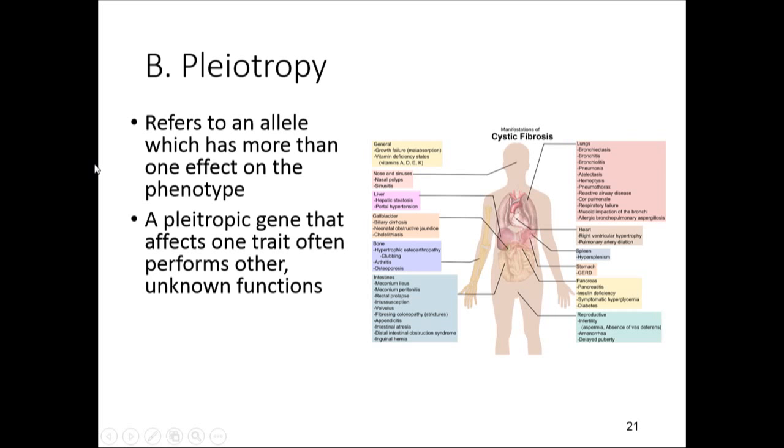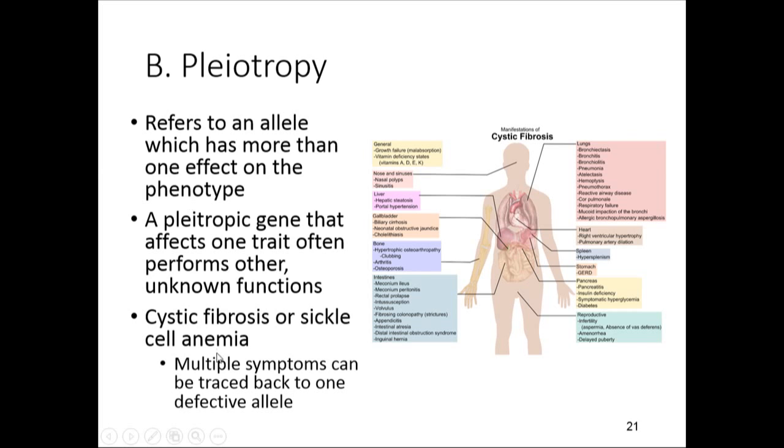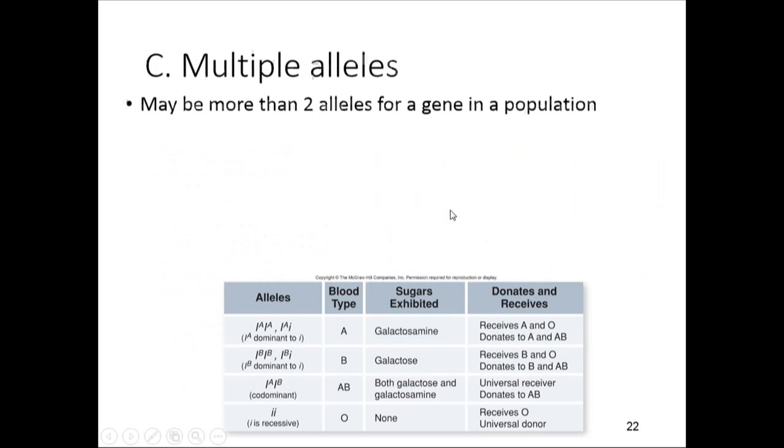Pleiotropy is where one gene will affect multiple areas, and the example of that is cystic fibrosis or sickle cell anemia. Here's cystic fibrosis. All these conditions are caused by one gene. The heart, the spleen, the stomach has multiple effects because it's pleiotropic.